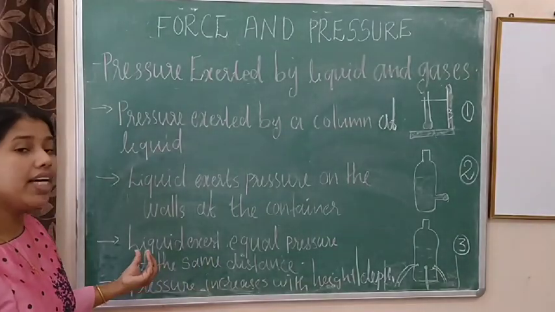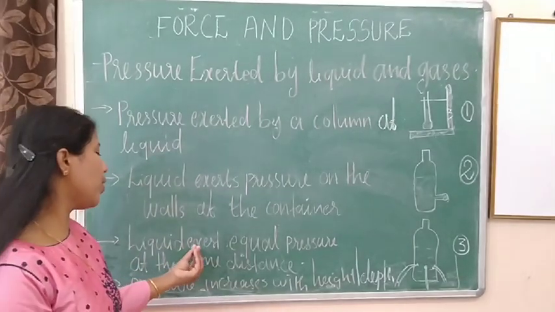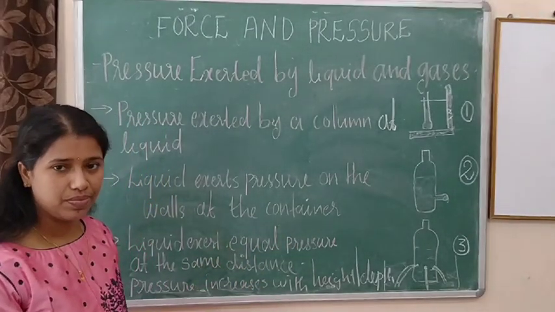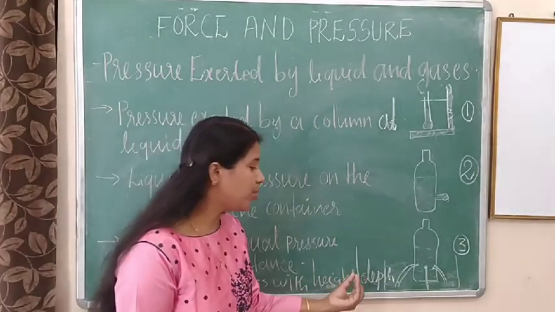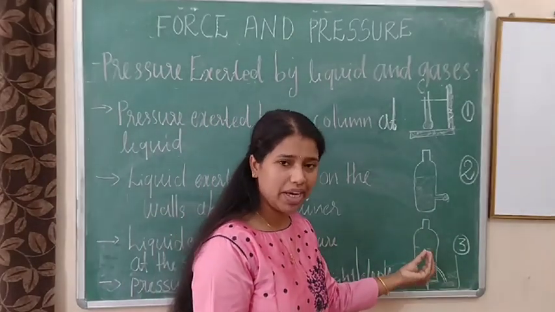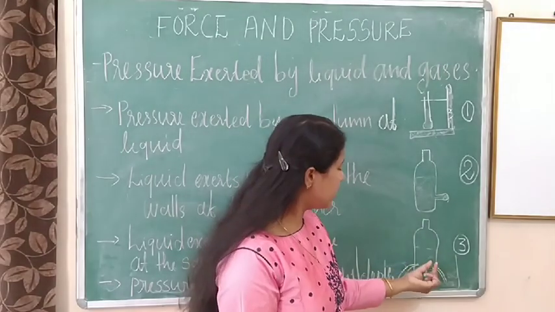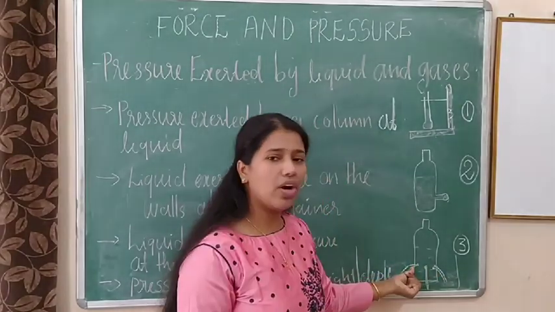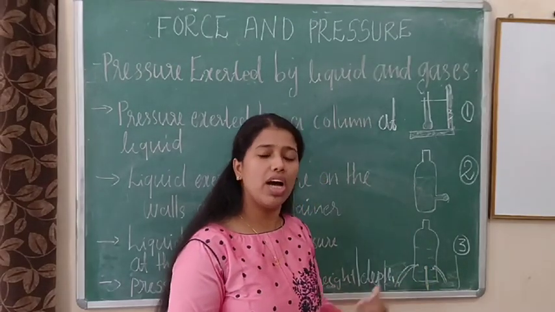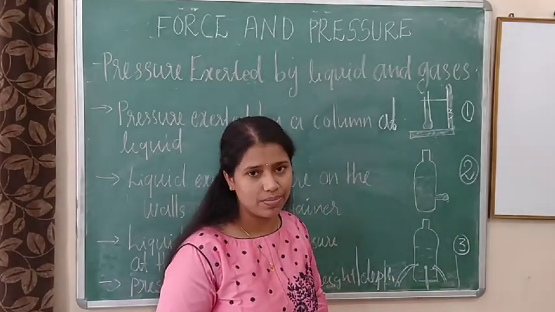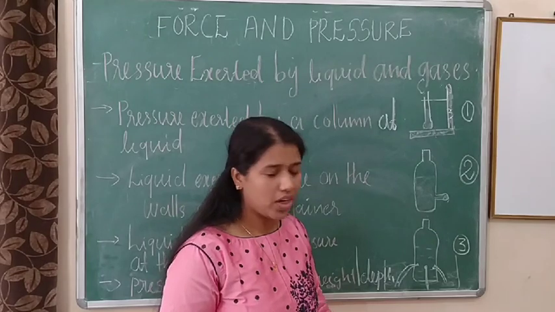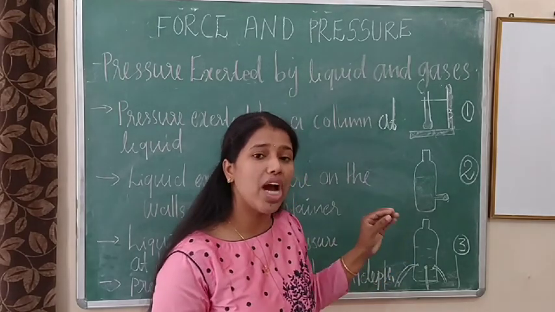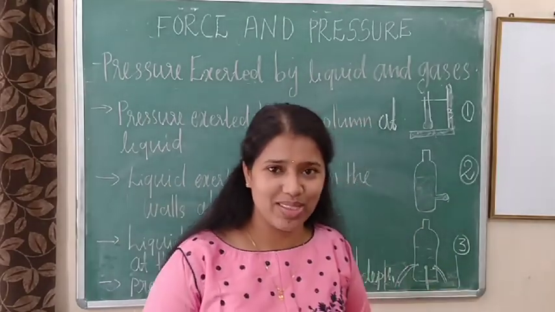Next, the third activity is liquid exerts equal pressure at the same distance. How to do this experiment? You have to take one big plastic bottle. Then at the same distance, make one hole on the left side, one hole on the right side, one on the front side, and also one on the back side. That's compulsory: same distance, you have to make different size holes.